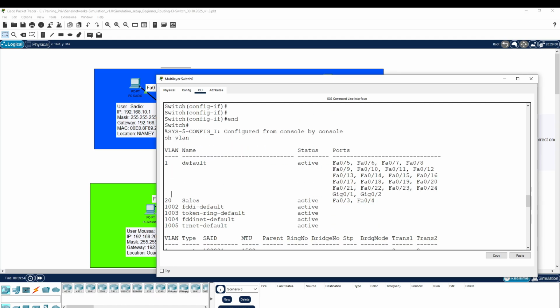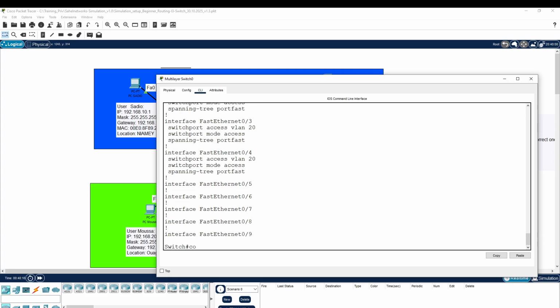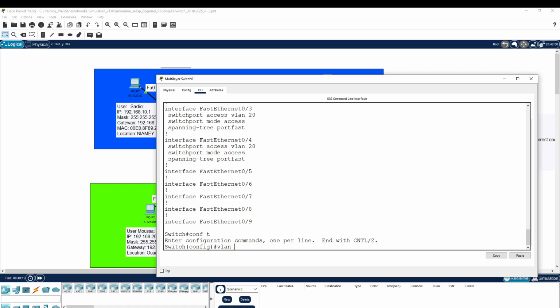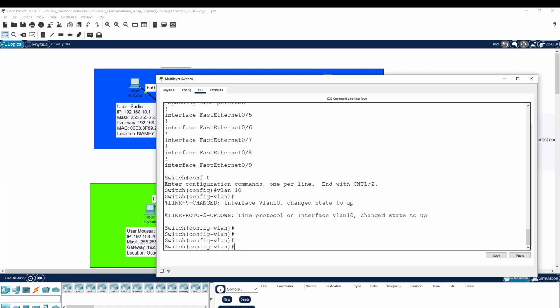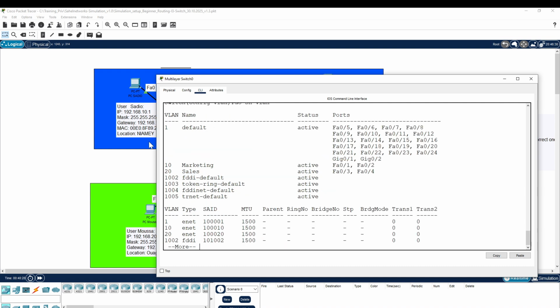This means my interface, if you are Sergio, your interface is assigned to a VLAN that doesn't even exist. It means you should be a member of a room and that room doesn't even exist. Okay? If you create the room, you should directly be a member. That means I will say vlan 10 and you will see name marketing. Look right, do show vlan. If you create the room, you should directly be a member of that room, because your ports are already assigned to that room. This is what happened here.